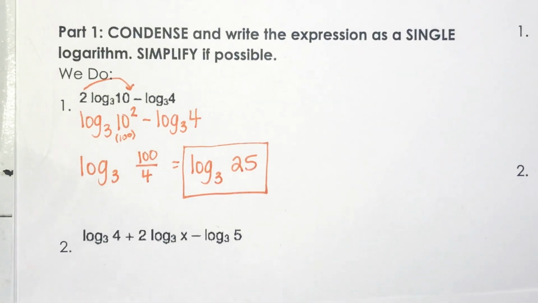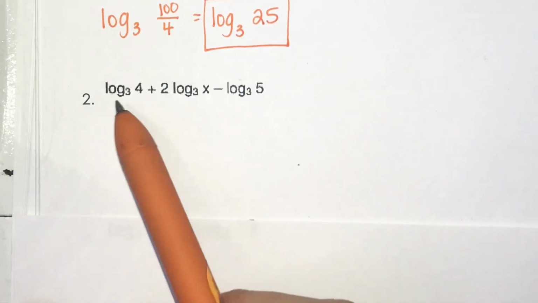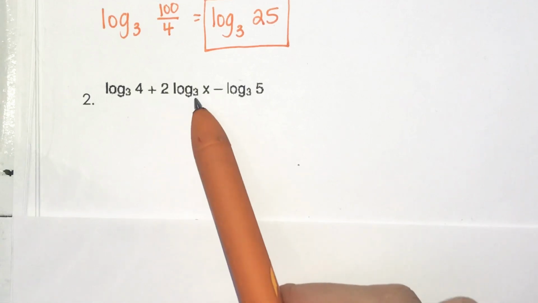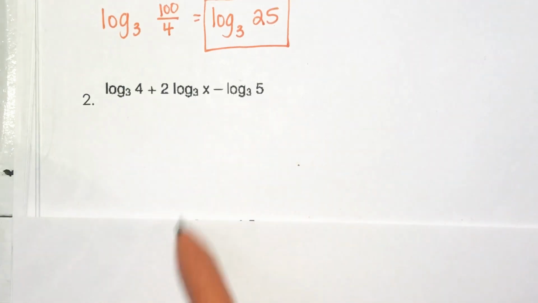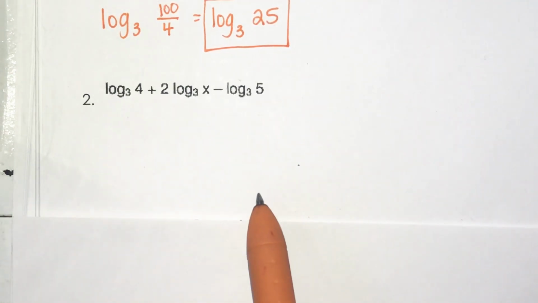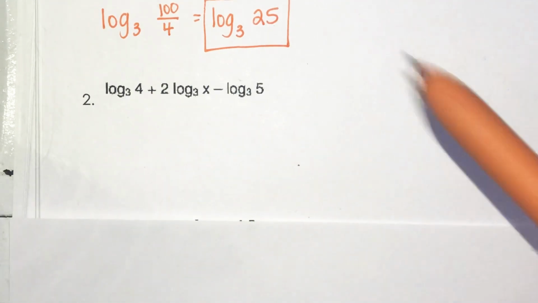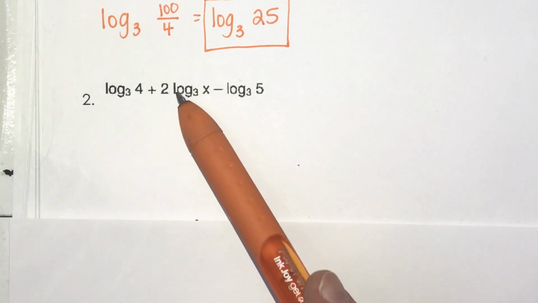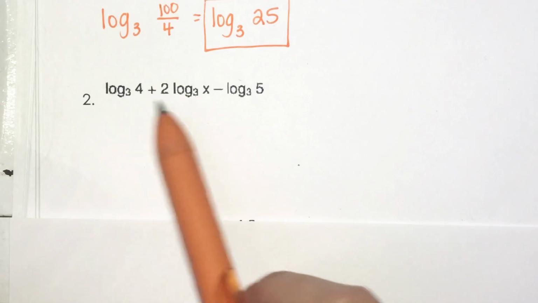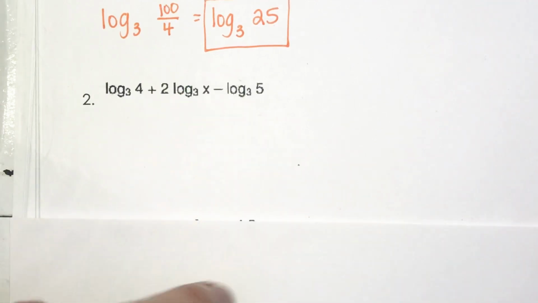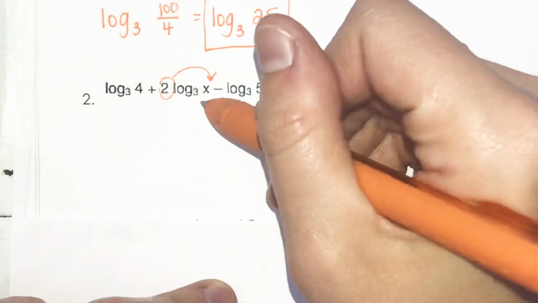Okay. Number 2, we've got a couple more properties now. So I've got log base 3 of 4 plus 2 log base 3 of x minus log base 3 of 5. When you have more than one operation, order of operations applies, so you work from left to right because they're addition and subtraction. If I'm adding, what I'm really doing is multiplying. In my first one here, I've got nothing I can do, but in the second one I do see that there's a 2, and that's the power rule. So I can take this 2 and bring it up, so it's actually an x squared.